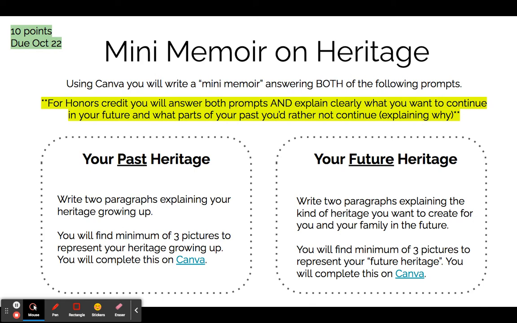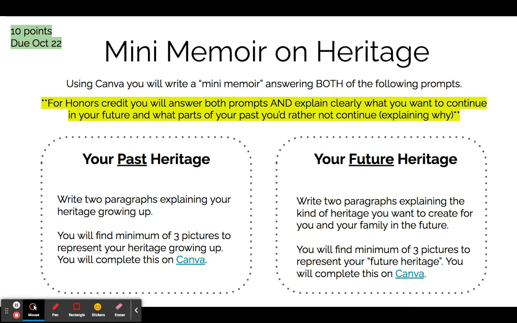So we are going to make a personal connection with talking about our own heritage. You are going to create this little project answering both of the following prompts, one about your past heritage and one about your future. If you are pursuing honors credit, you are going to do both of those things, and you need to very clearly explain to me the in-between of the past and the future, like if there's something from your past that you want to continue in your future, and I'll explain what that looks like with my example.